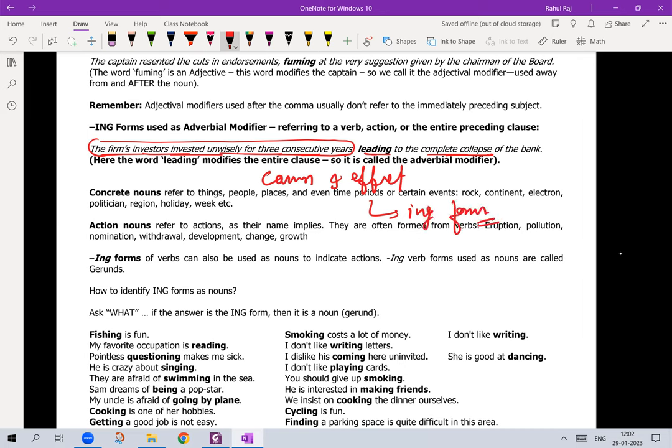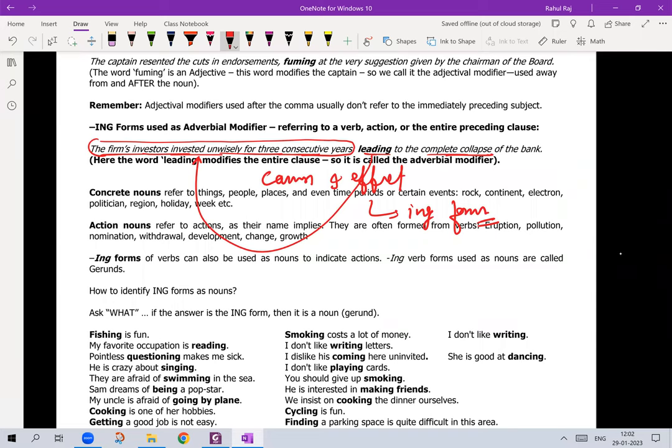You cannot write "the firm investor invested unwisely for 3 consecutive years and it led to a complete collapse of bank." Here "it" is a pronoun going back to the investor. You can't say "and which led to the complete collapse of bank" either. That's the wrong way to write the sentence. It should be "leading to a complete collapse of bank." Here "leading" goes back to the entire clause. It is not the investor who was responsible for the collapse of bank. It was the unwise investment done by the investor that led to the collapse. So in that case, always use the ING form after the comma.